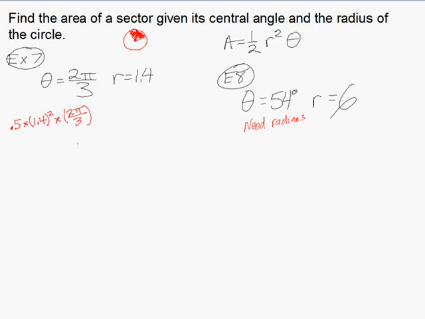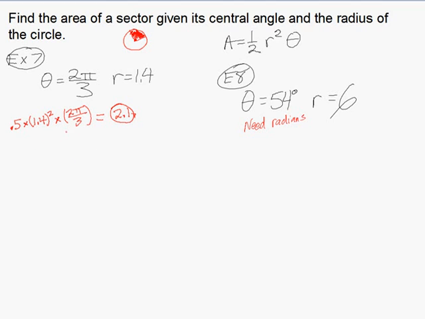Okay? If you type this in your calculator like this, and it would look like this in your calculator, then you would get 2.1. Okay? Because we need to round to the nearest tenth, this would be 2.1 units. Okay?